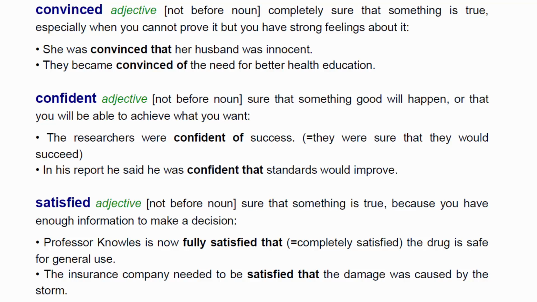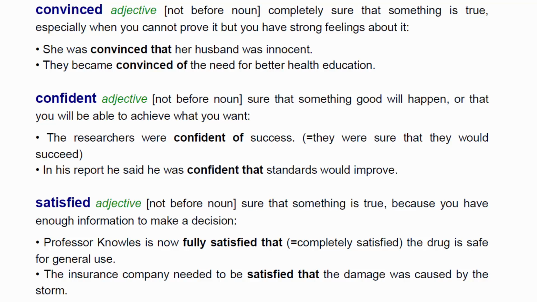Next is confident, adjective, not before a noun. So we don't use it before a noun. Sure that something good will happen, or that you will be able to achieve what you want. You want a better band score in IELTS, okay? That's what you guys want. Anyways, the researchers were confident of success, means they were sure that they would succeed. In his report, he said he was confident that standards would improve. You say, I am confident that one day I'll get a 7+ band in IELTS, okay? Or I am confident of my success in IELTS, okay?